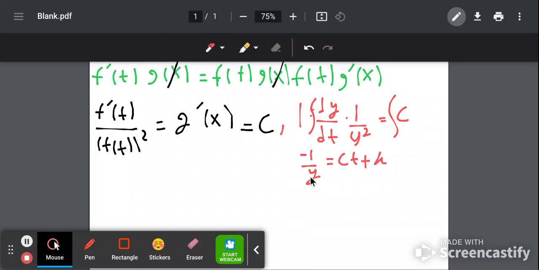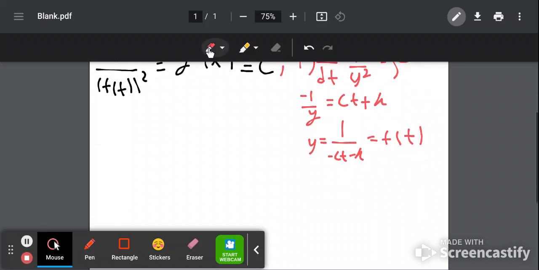And since we want our answer, we want to find y basically, because y is the f of t we're looking for, we can multiply both sides by -1 and take the reciprocal to find that y is in fact equal to 1 over, and then the -1 is being multiplied by c, so negative ct minus k. So that's equal to f of t. Now we go ahead and solve the second ODE.